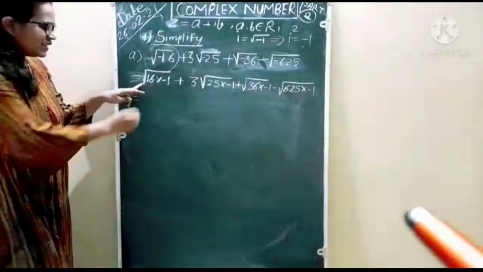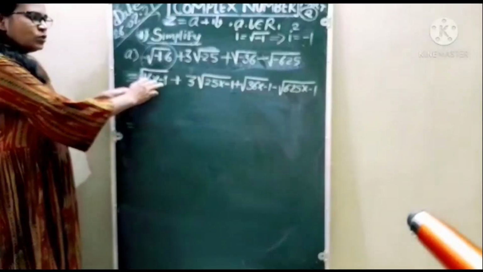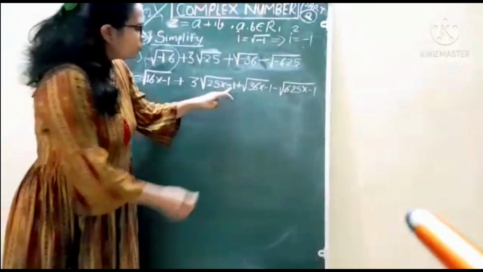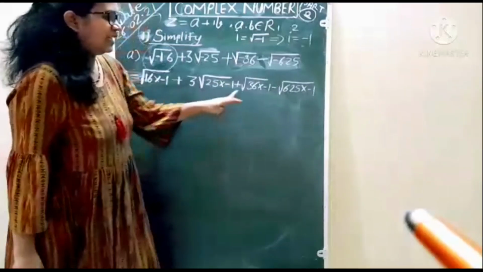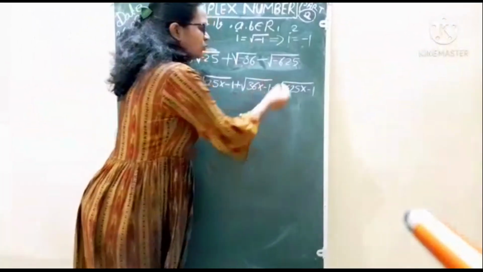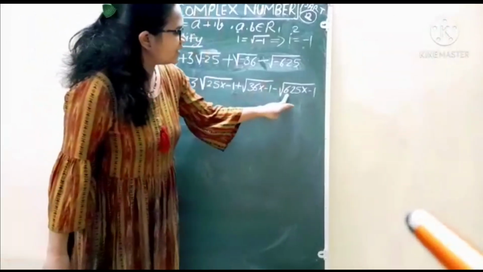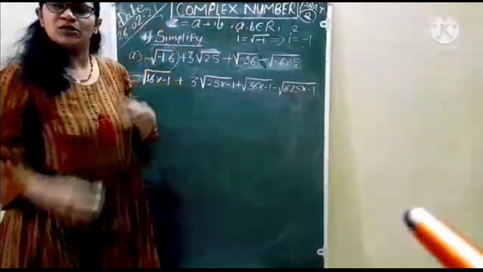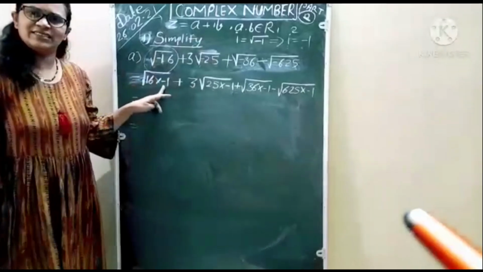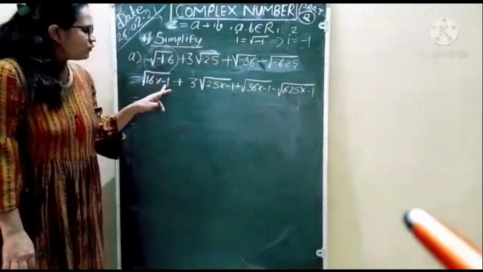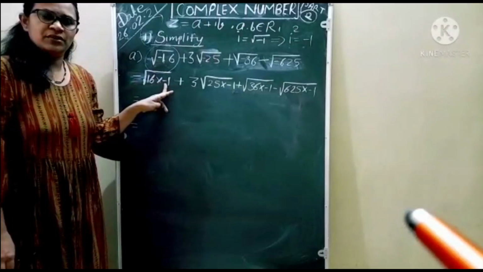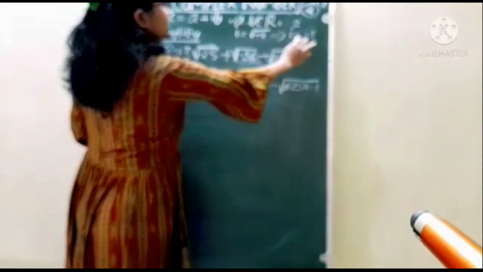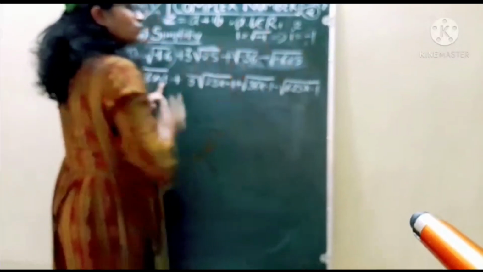Now you can see root 16 into root minus 1, root 25 into root minus 1, root 36 into root minus 1, and root 625 into root minus 1. Now we can easily separate this minus. That is root minus 1. We know the value here: i square is equal to minus 1 and i is equal to root minus 1.